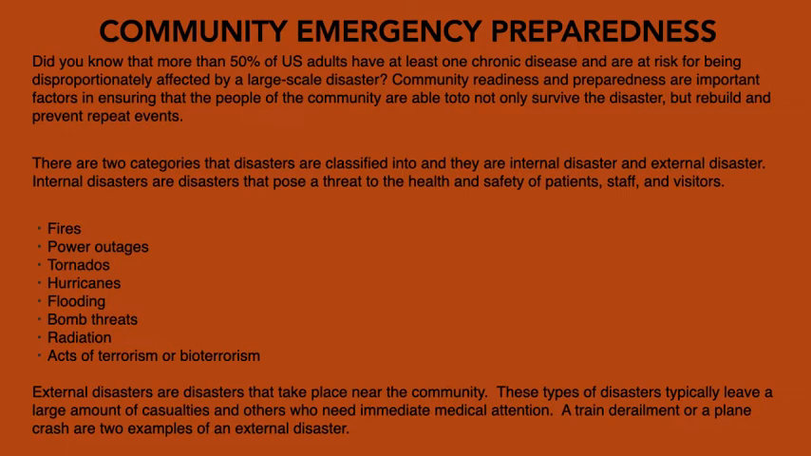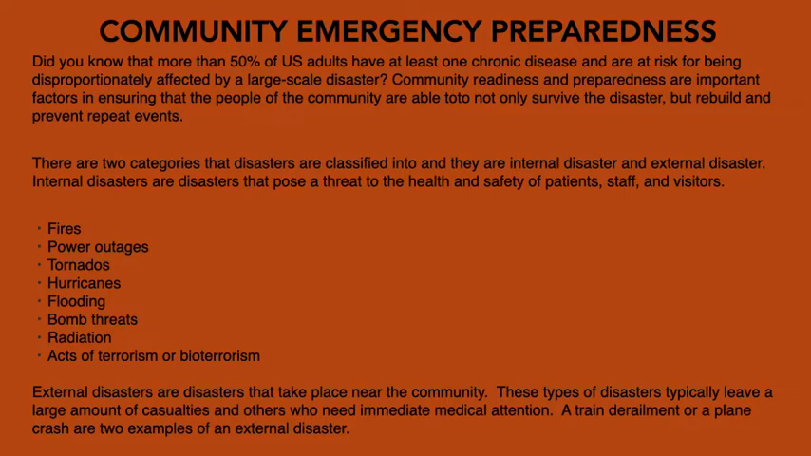So did you know that more than 50% of U.S. adults have at least one chronic disease and are at risk for being affected by large-scale disasters? Community readiness and preparedness are important factors in ensuring that the people and community are able to not only survive the disaster, but rebuild and prevent repeat events. There are two main categories of disasters that they're classified into. The first is internal disasters, and the second is an external disaster.